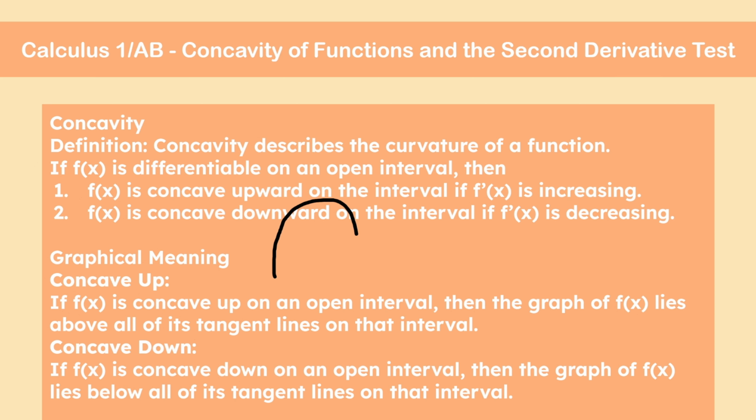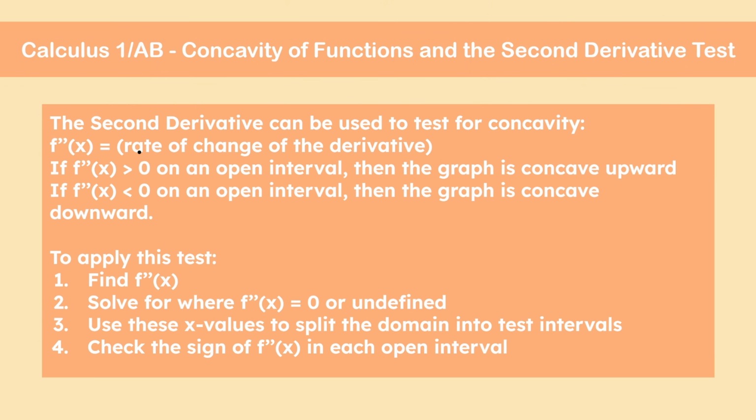So just take negative x squared. Its tangent lines will go like this, and the graph will lie below all of them, which means that it is concave down. The second derivative can be used to test for concavity.